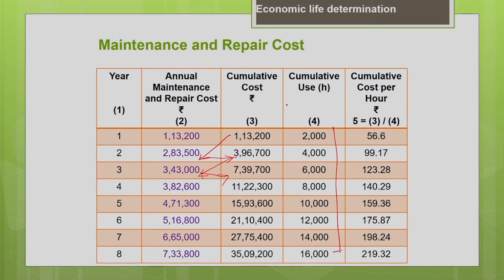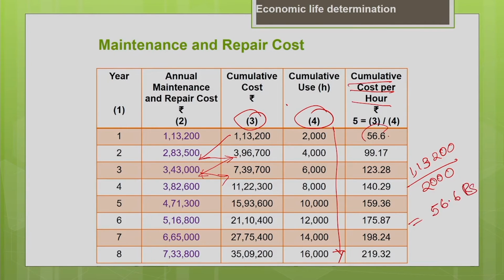You know the cumulative usage of machine, every year it is 2000 hours, we can add it. Now, similarly, you find the cumulative cost per hour. You are going to divide the third column by the fourth column to get the cumulative cost per hour. It is nothing but 1,13,200 divided by the usage of machine for the first year is 2000 hours, it gives you 56.6 rupees per hour for the first year. Similarly, for the second year, 3,96,700 divided by 4,000 gives you 99.17 rupees per hour for the second year.